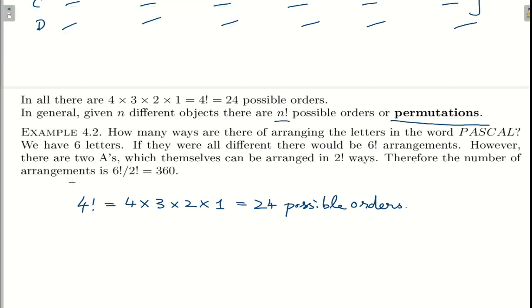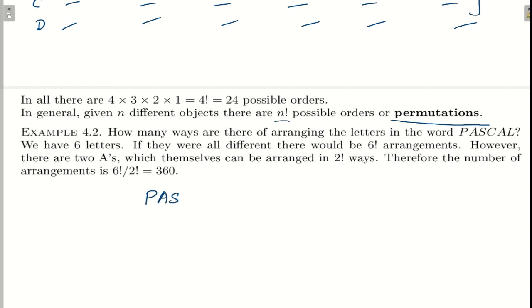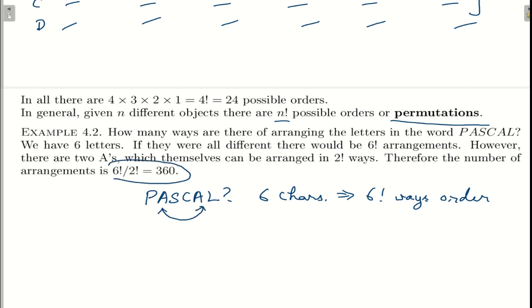Another example about factorial is: how many ways are there of arranging the letters of Pascal? In here we have P-A-S-C-A-L. We have 6 characters here. Does this mean we have 6 factorial ways to reorder these characters? No, it's not, because in this word we have 2 A's here. The answer should be 360 ways.